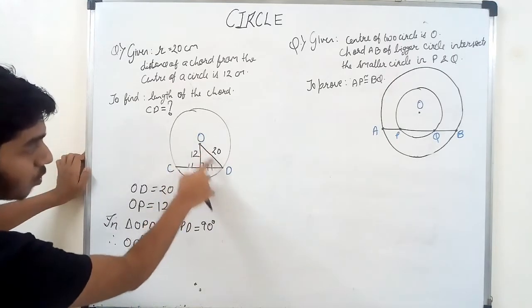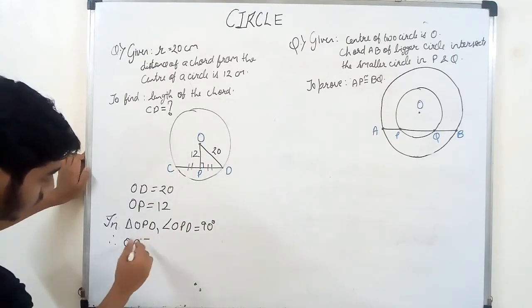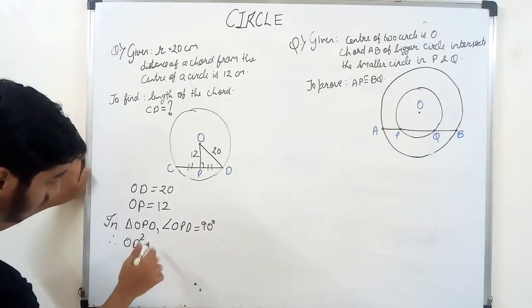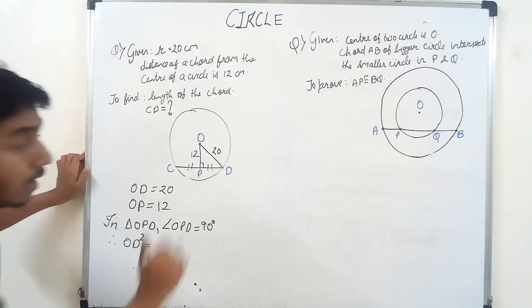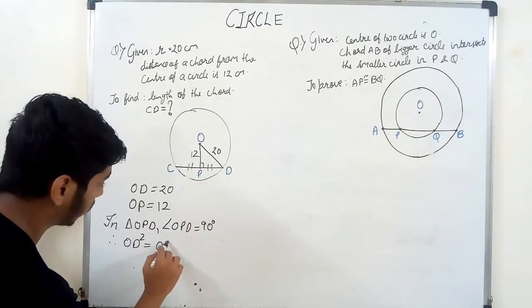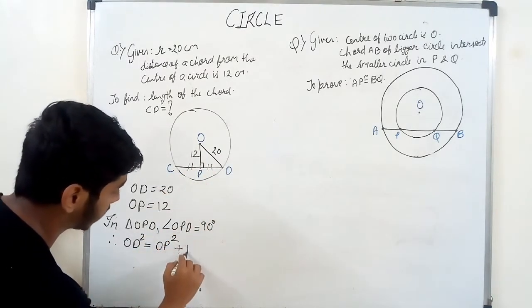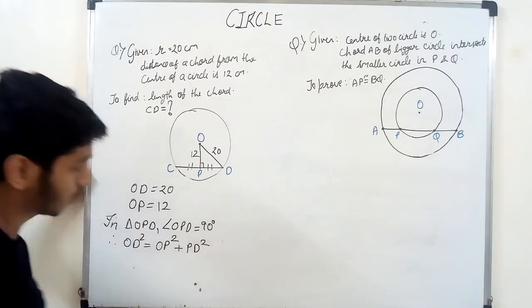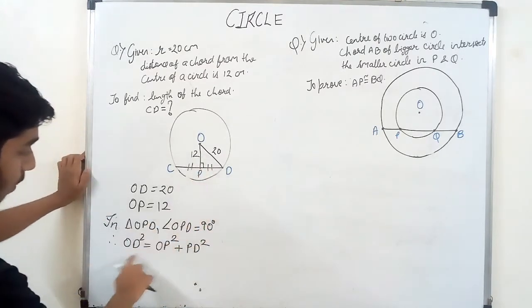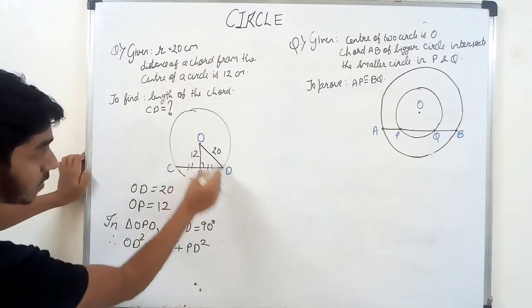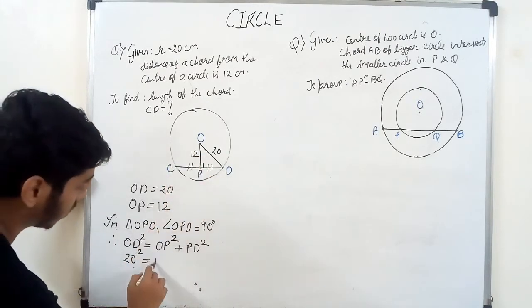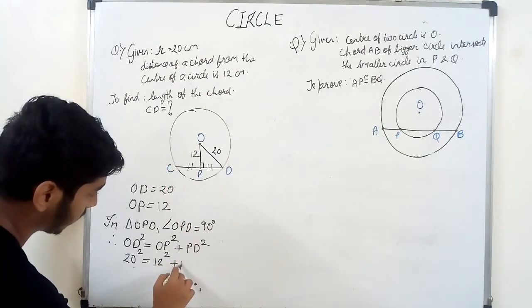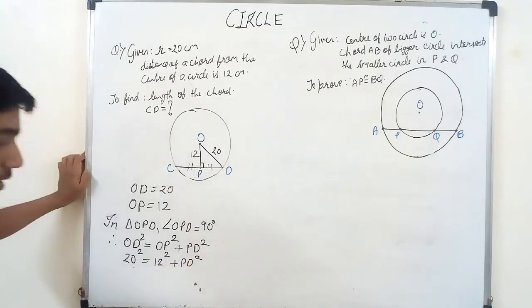Hypotenuse square, which is OD square, is equal to one side square plus other side square. Therefore, it will be OP square plus PD square. Now let's substitute the values. OD is 20, square, equal to OP is 12, square, plus PD square.